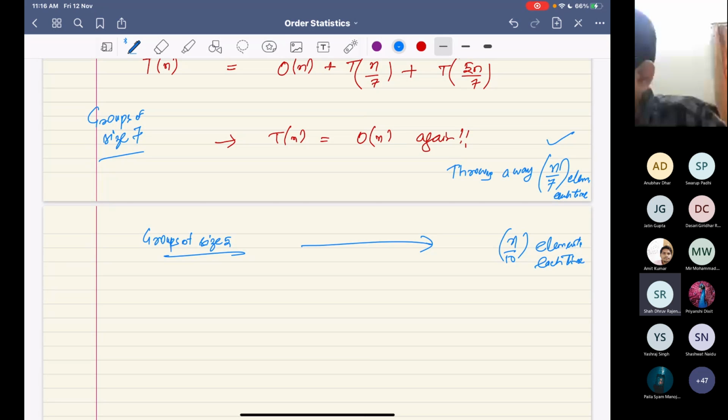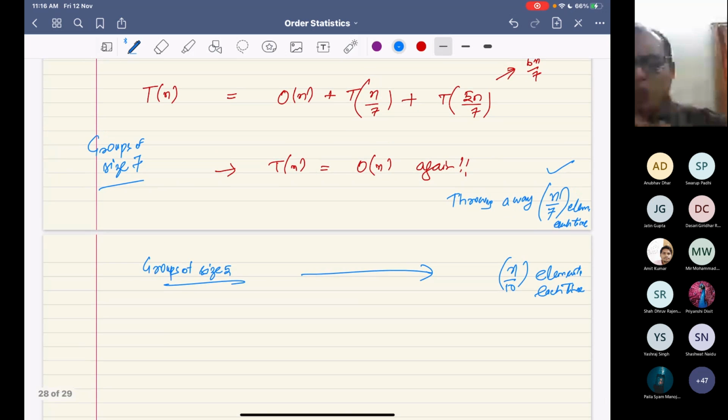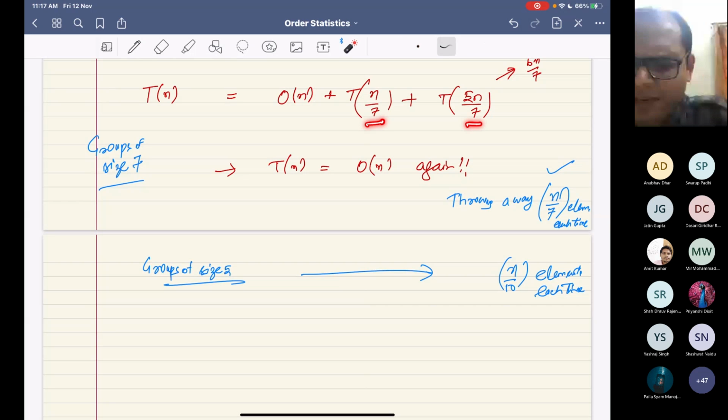Sir, I didn't get this throw part. Okay, so this is just the notation we were using. Overall you have n elements, and you recursively call the algorithm on some subpart. Like here, you're calling once on n by 7, once on 5n by 7. So you are using 6n by 7 elements, but n by 7 elements you're not using at all. So you're throwing n by 7 elements each time. That's what I mean. Okay, sir, got it.